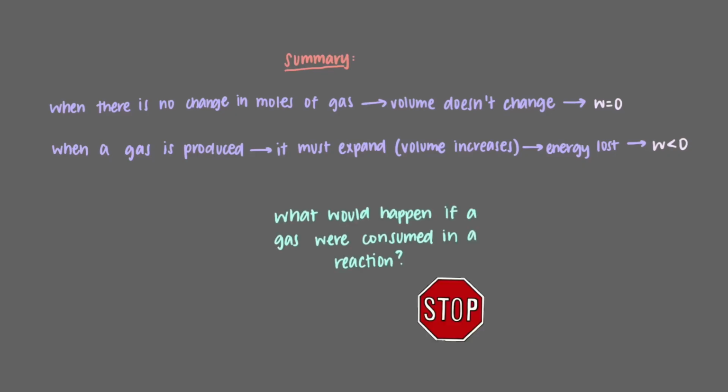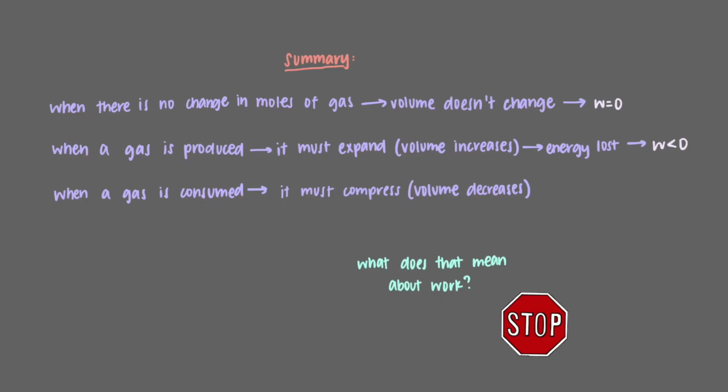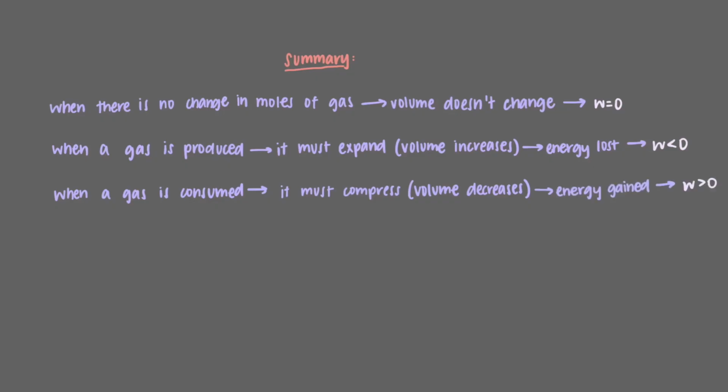What would happen if a gas were consumed in a reaction? When a gas is consumed in a reaction, it must compress. This means that the volume occupied by the gas decreases, which is the opposite of what we saw for an expansion. So what does that mean about work? That's right. When a gas is compressed in a reaction, the system will gain energy and so work will be positive.